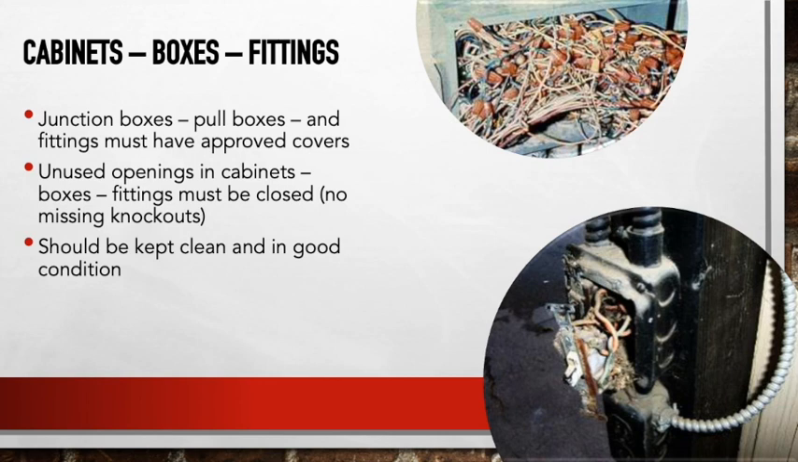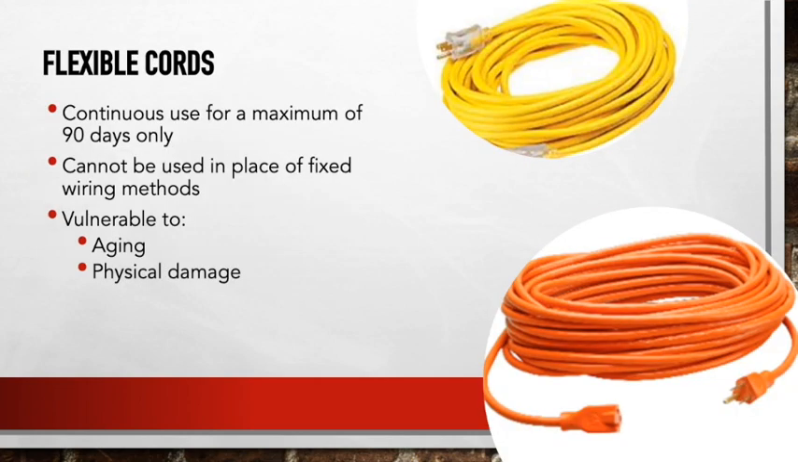All right, so cabinets, boxes, and fittings. You have junction boxes where multiple electrical wires come together and either are connected or terminated. Unused openings in cabinets need to be covered. They have knockouts in them. Those little quarter-looking things are called knockouts, and they should be kept clean and in good condition. The covers should be in place. Dust shouldn't be able to get in there. Birds, spiders, mice, etc., as I've seen many times, will make their home if there's any way for them to get in there, because it's warm and nice and cozy.